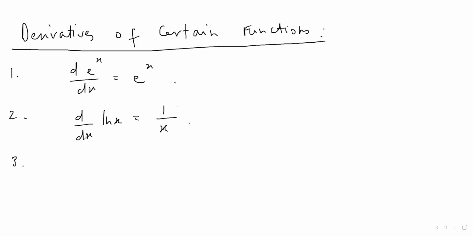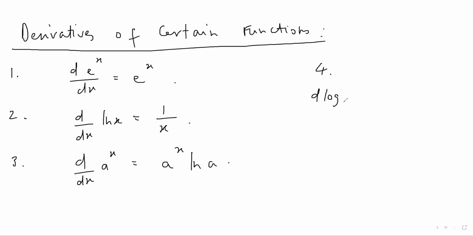And then number three, what is the derivative of a to the x? The derivative with respect to x of a^x is simply equal to a^x multiplied by ln a. Something you must remember.